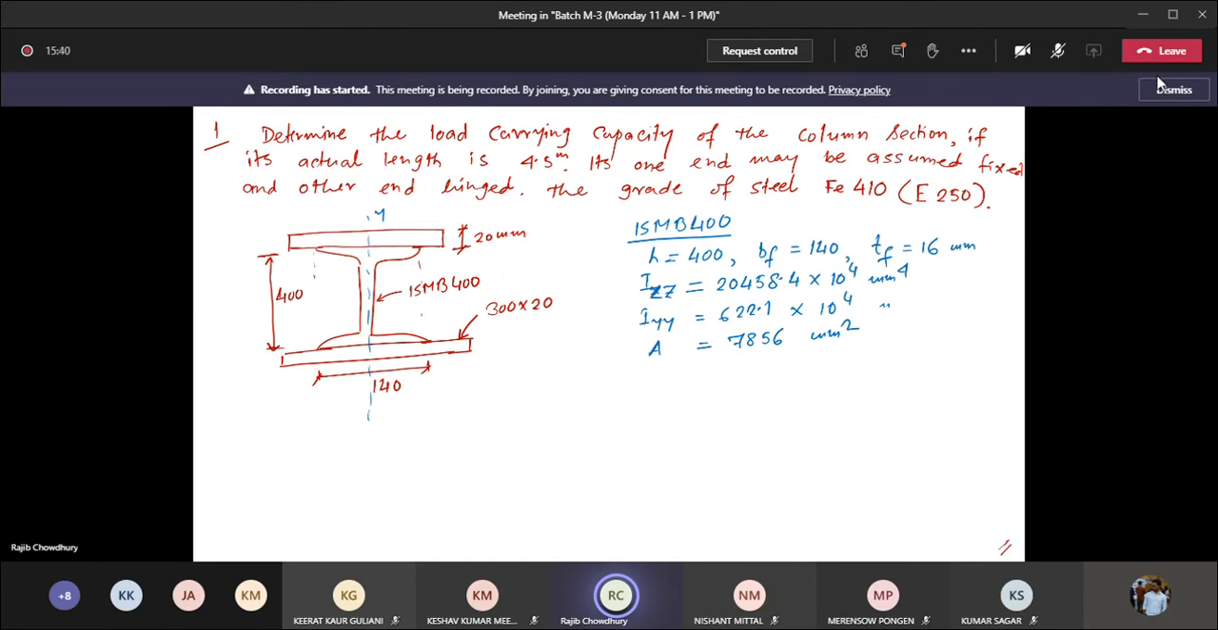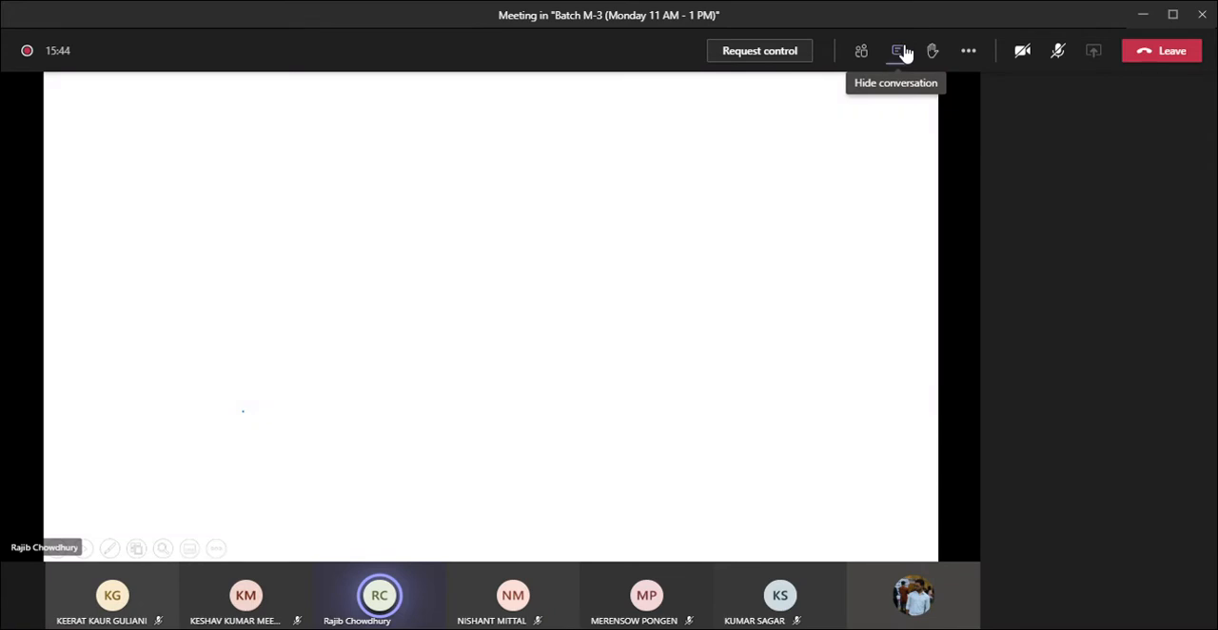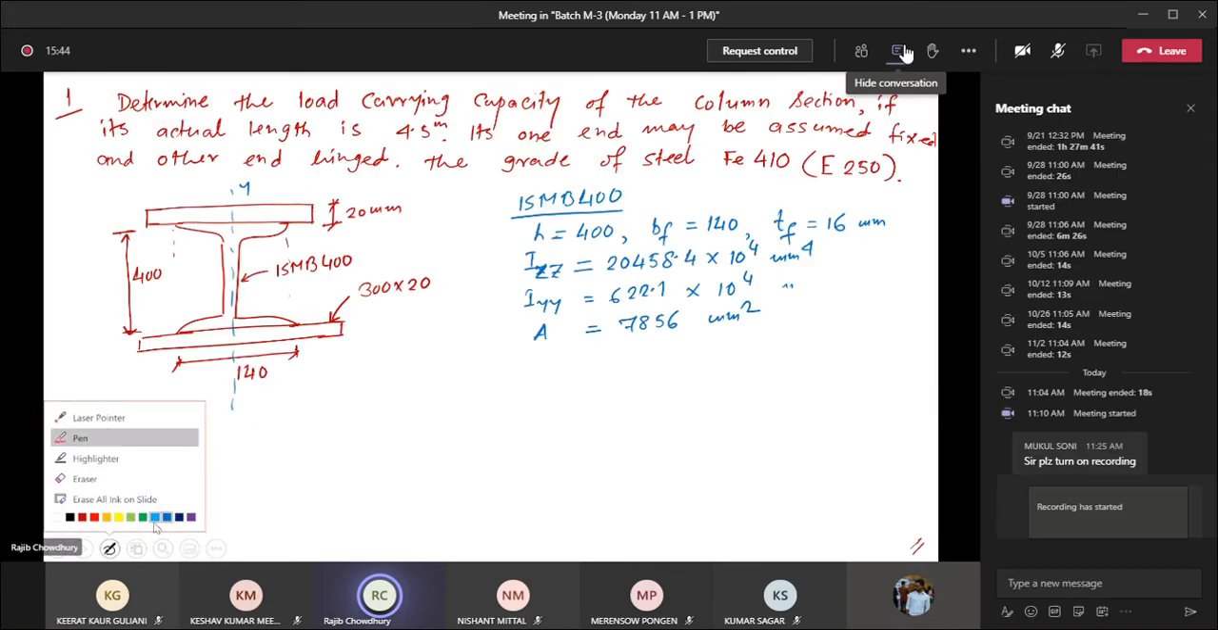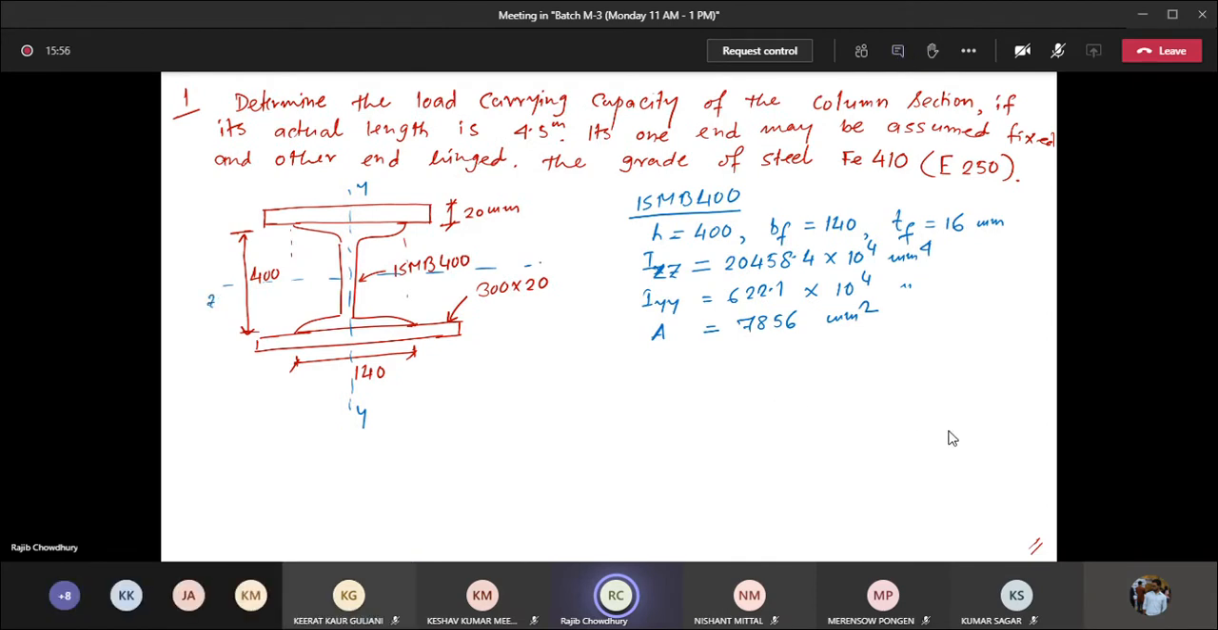Okay. So now this is your YY axis and this is your ZZ axis, which is also been given in the steel table. Okay. So these are the things that are readily available from our steel table about this data.